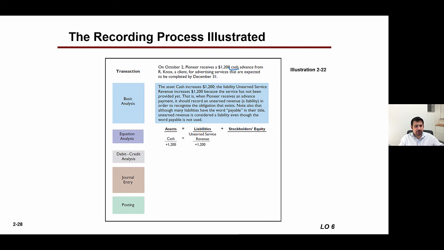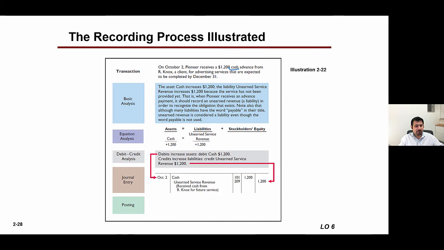Now, assets. We know that debits increase assets. So we debit cash $1,200, and credits increase liabilities. So we credit unearned service revenue $1,200. Again, in this case, we have debited cash $1,200 and credited unearned service revenue $1,200. And the explanation here would be received cash from Arnox for future services.